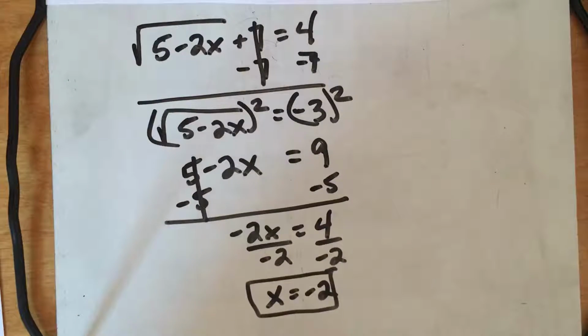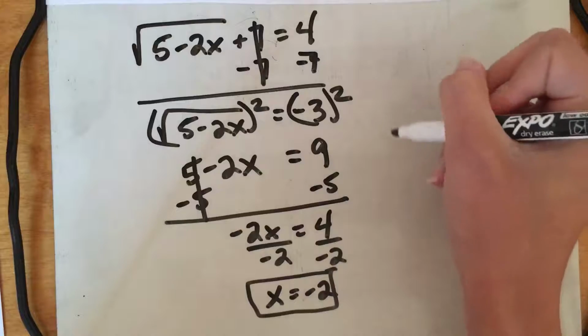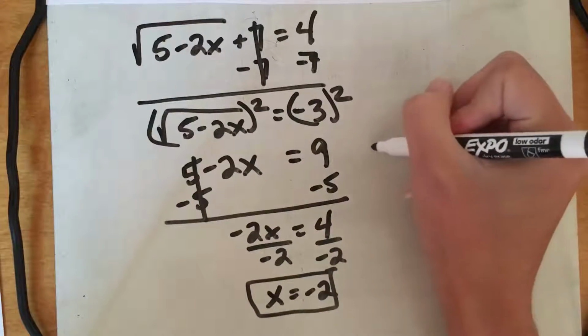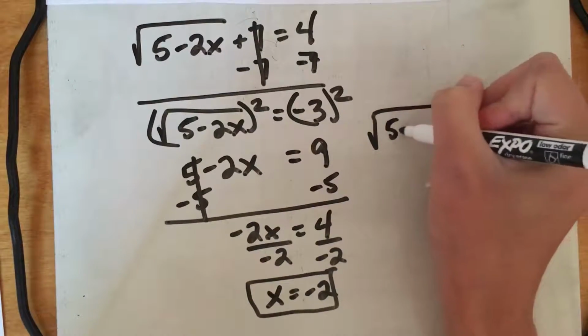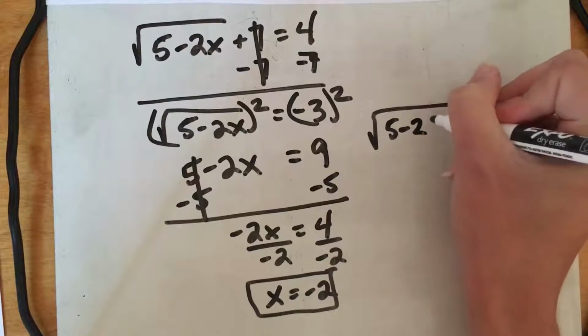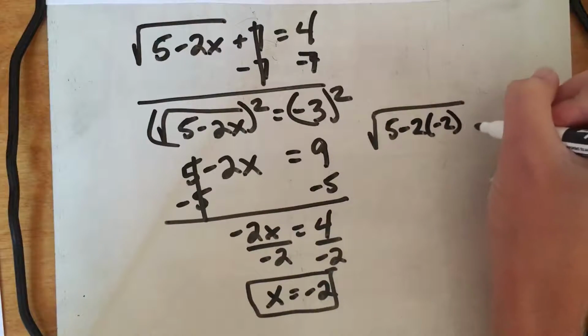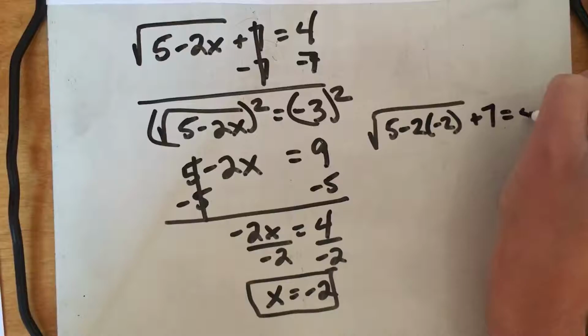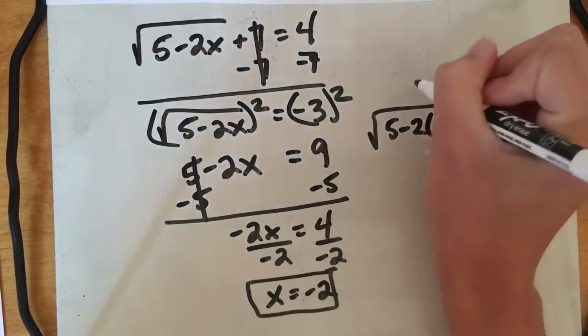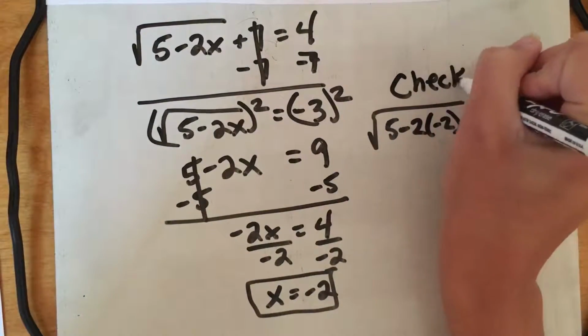Now it says to check our answer, so we should do that. So let's do that over here. So I'm just going to plug in that x in my problem. So I have the square root of 5 minus 2 times negative 2, plus 7, and that's supposed to equal 4 if we're correct. We put here that we're checking it right here.